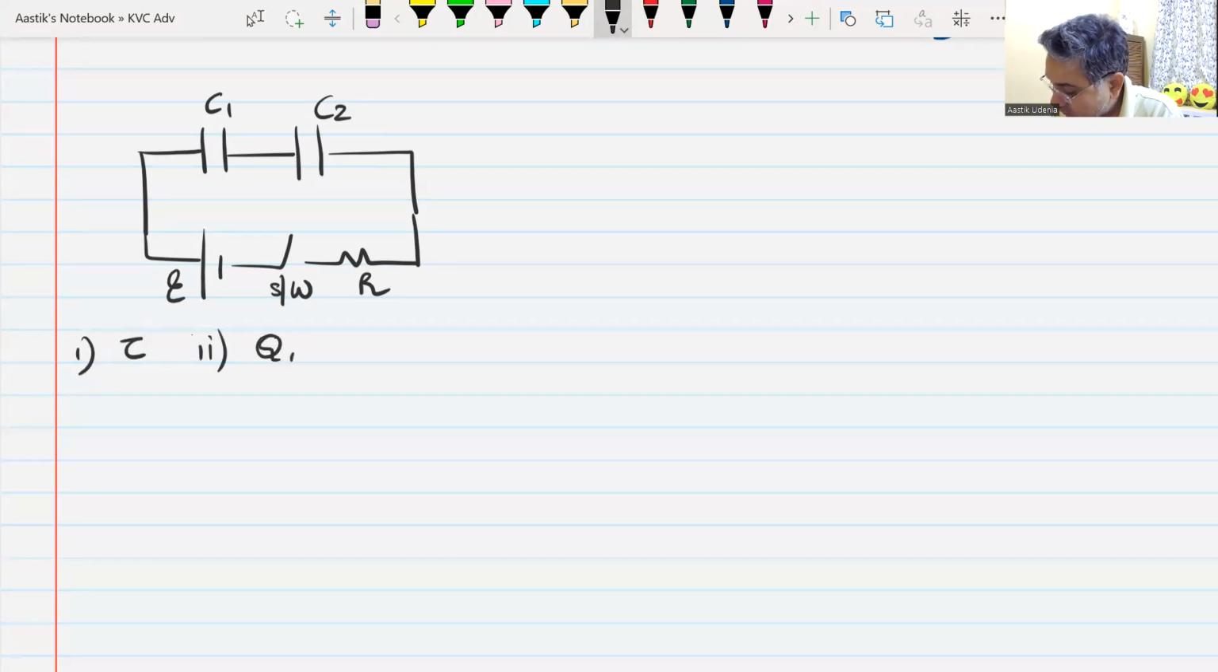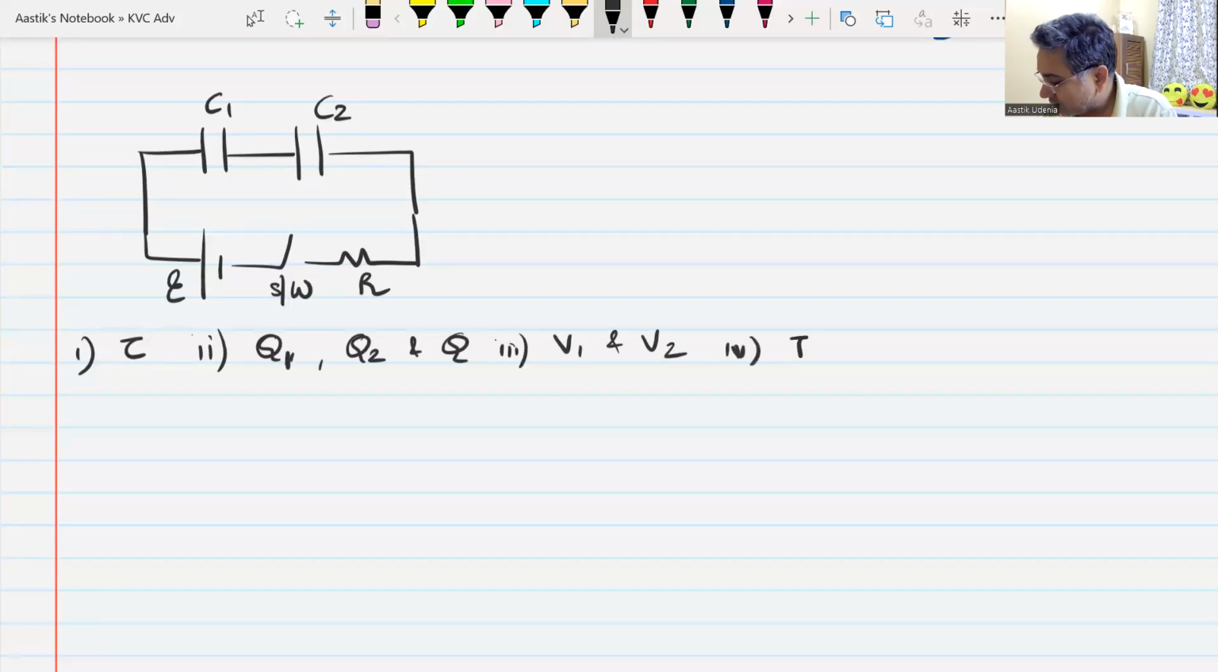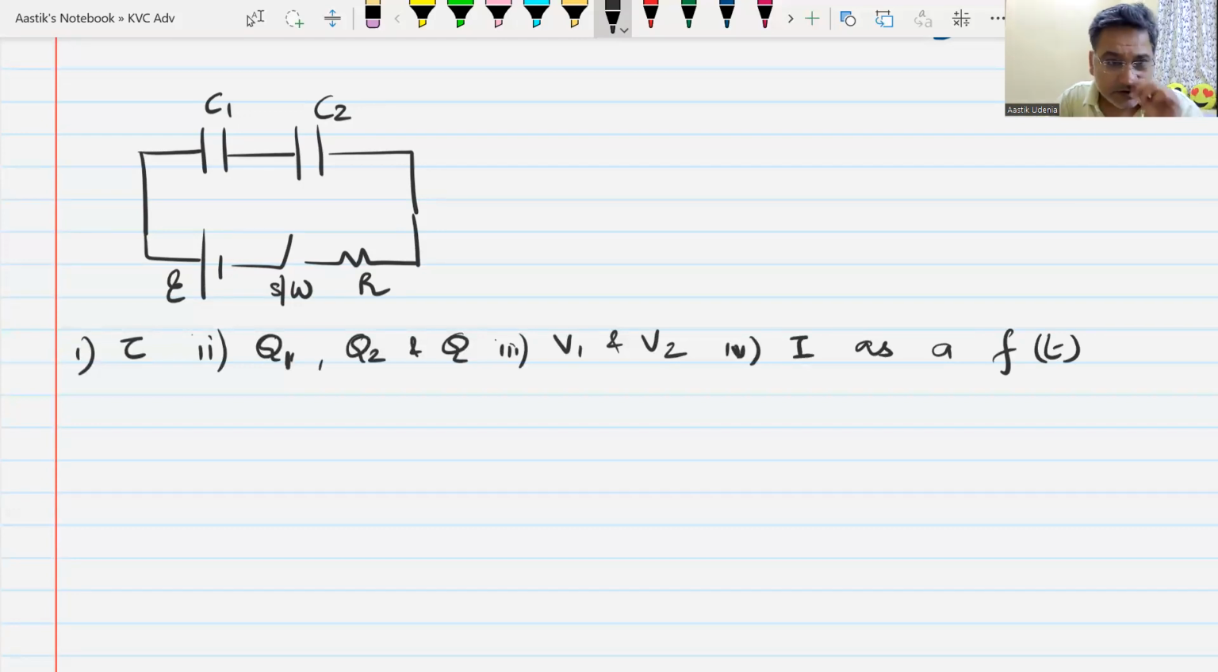Number 2, you have to find out Q1, Q2. Q1 and Q2 are the charges on the capacitors. Do we understand this? Yes, sir. Q is the charge flowing through the battery. Do we understand this? Yes, sir. V1 and V2. Will the current be same or different? Same, sir. Current as a function of time. All of these things, if they are variables, you have to find them as a function of time. I hope you understand the question. I'll give you 2 minutes to give me the answer.